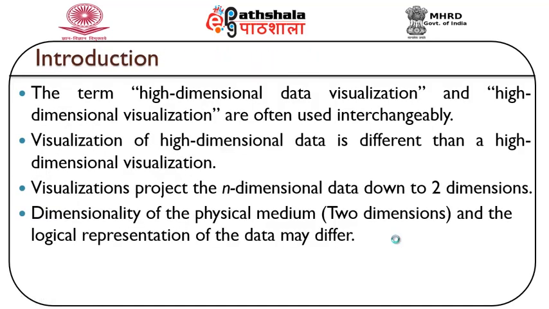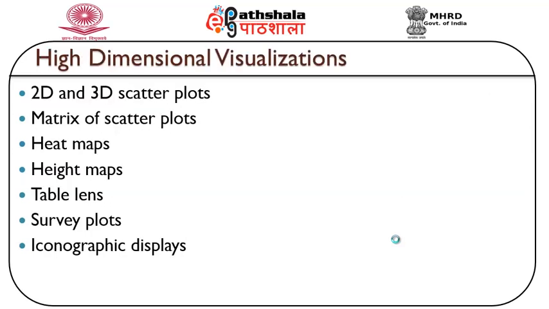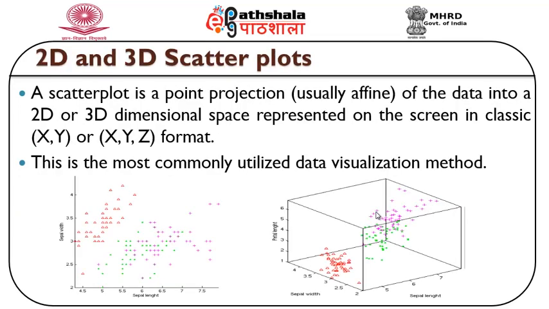So the high dimensional visualization is totally different from high dimensional data visualization. If we look at the high dimensional visualizations, we have 2D and 3D scatter plots, matrix of scatter plots, heat maps, height maps, table lenses, survey plots, and iconographic displays. So let us have a look at each and every individual high dimensional visualization in detail.